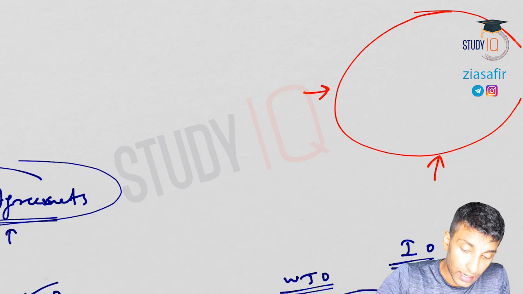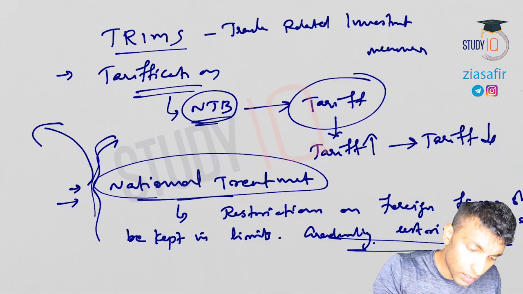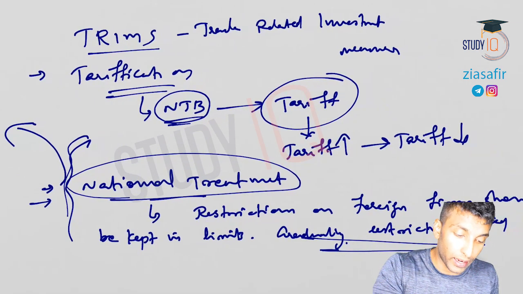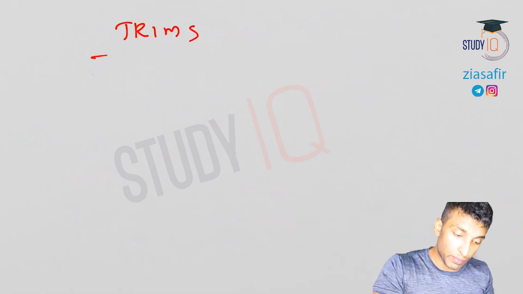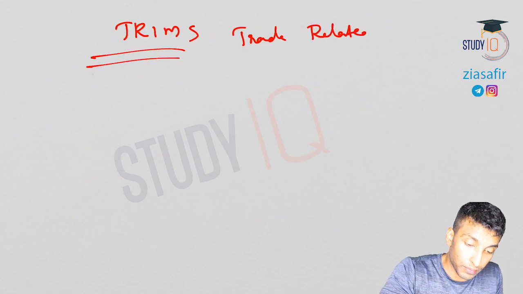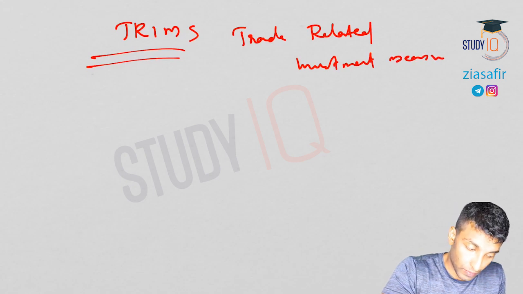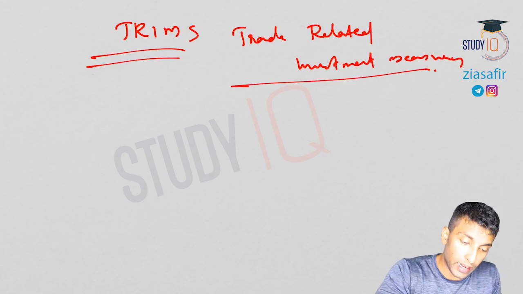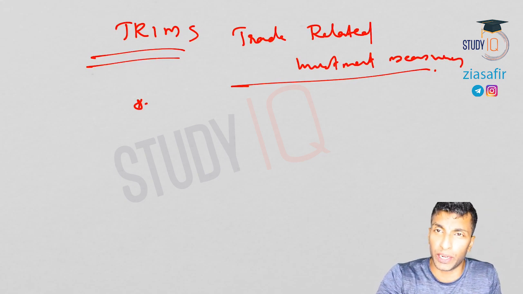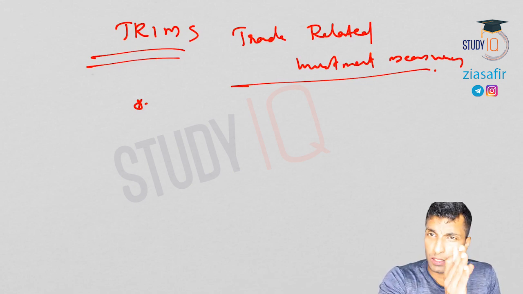So let's get started with TRIMS. I have already done this discussion. TRIMS, trade related investment measures. It deals with 2 points. When we're discussing TRIMS, we need to discuss 2 points. First one is related to tarification, second one is related to national treatment. The same 2 points we have discussed before also.